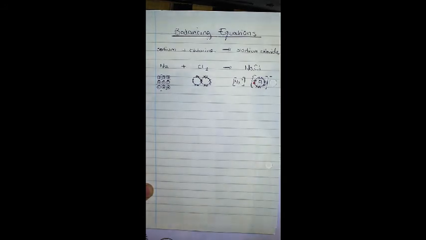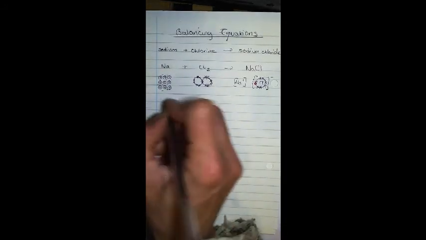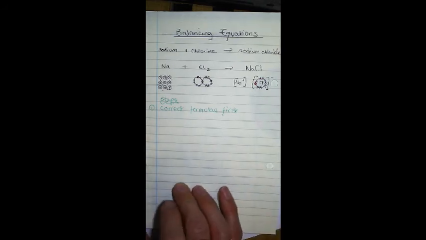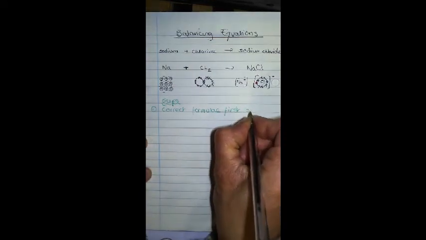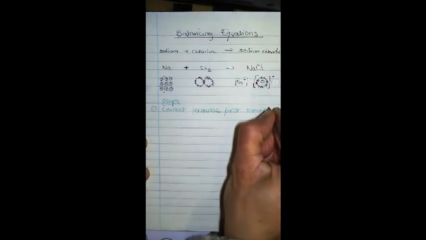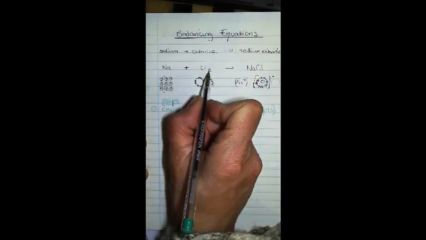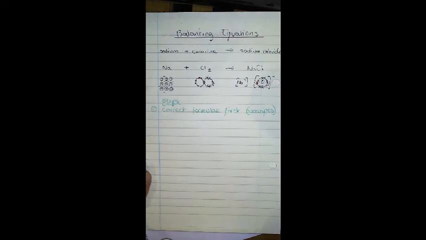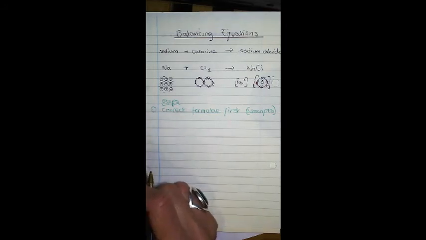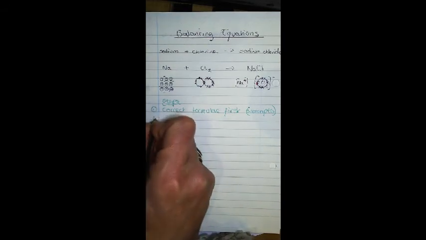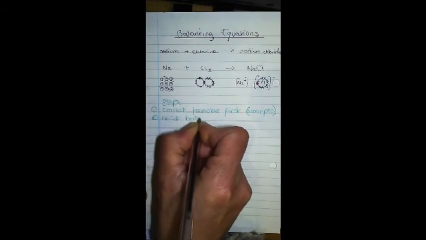So that is my first step done, okay? The steps in balancing equations. Step number one: correct formulae first. The formulae means your subscripted numbers, all right? Your subscripts. This little number here, sub means below, is a subscript. That's telling me that I've got two chlorines. So I can't hope to have a balanced equation if I don't have correct formulae. So that is my first step. And then the next thing that I've got to do is think about whether my equation is balanced. So correct formulae, number two, is it balanced? All right, that's your question.